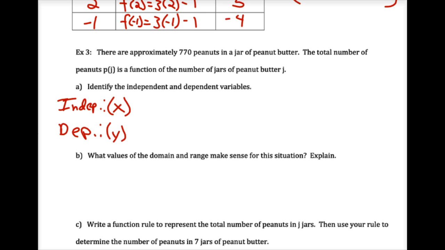Can we have 2 jars? Yes or no? Yes. How many peanuts would we have? 770. 14. No. Four, 770s.